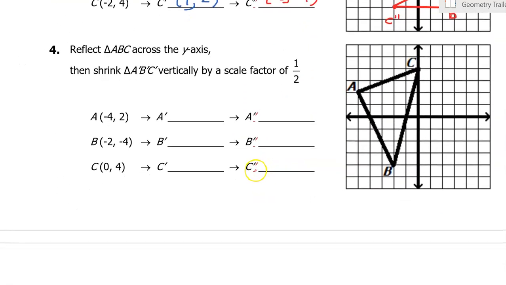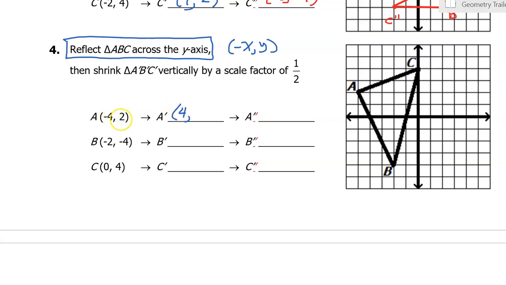Okay, now let us reflect across the y-axis. All right, that will be our first transformation. So we're going to reflect across the y-axis. The rule for that is going to be opposite of x, comma, y. Okay, so as far as these points go, I'm going to just use that rule. So opposite of x will be positive 4, and then y is 2. The opposite of x is 2, and then y is negative 4. The opposite of x is 0, and then y is 4.